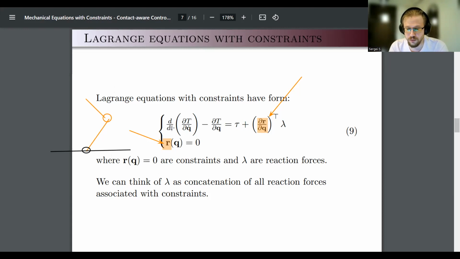The position of this point would be r. r of q will be the position of this point. It will be two equations that describe the position of this point. And the forces lambda that would make sure that everything stays put would be reaction forces that arise at this point. So there will be contact reaction forces, normal reaction and friction force, and those two forces will be lambda. This is a crude example that I could give you, an example of what lambda is and what r is. Any questions?